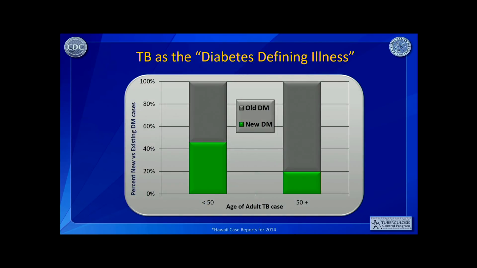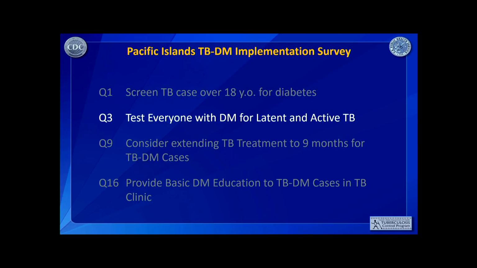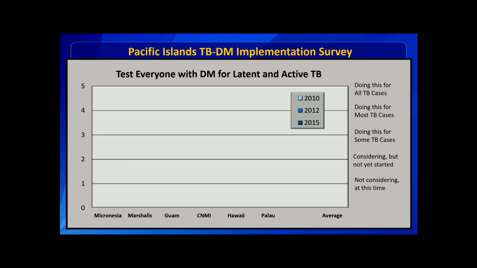The other thing to note is that oftentimes it's the TB clinic that's diagnosing the diabetes. Almost 50% of patients under age 50 with TB are diagnosed with their diabetes by our TB program. The second indicator was a tougher one: to test everyone with diabetes for latent and active TB.